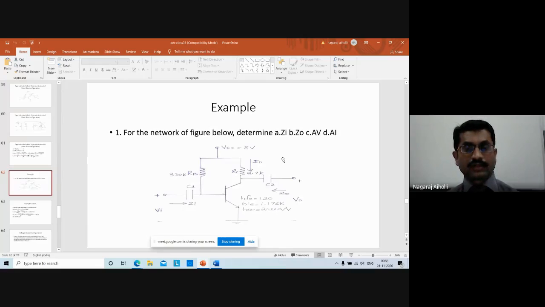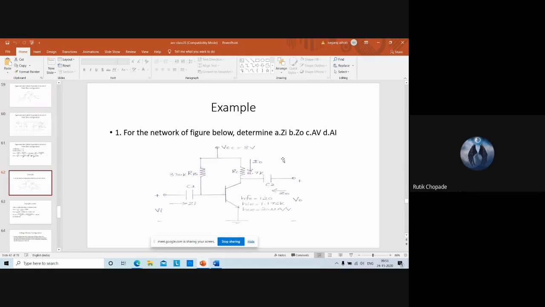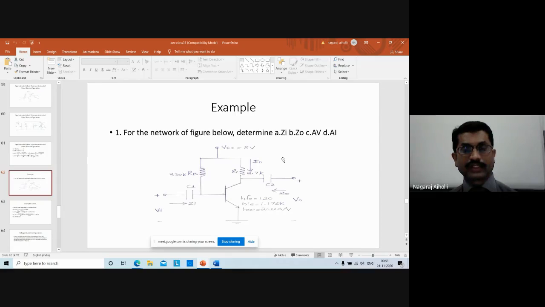Okay. Which circuit is this? Whether it is voltage divider bias configuration or emitter follower configuration or fixed bias configuration. Which circuit is this? Fixed bias? Fixed bias. Correct. It is fixed bias circuit, fixed bias configuration.